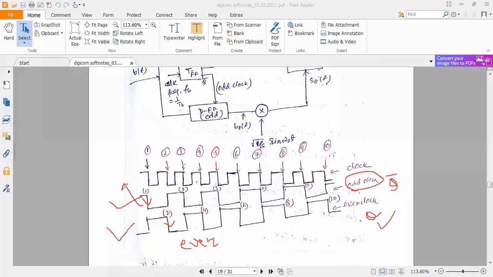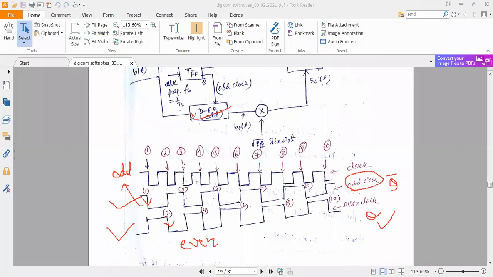This is for your odd flip-flop. Okay, so it is for the lower one. That clock is being used for this lower D flip-flop, and this is for the upper. So when the lower D flip-flop is activated, the upper is deactivated, and when the upper is activated, the lower D flip-flop is deactivated. In that way, we separate the even bits and the odd bits.